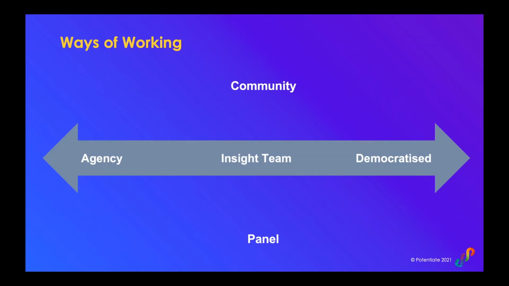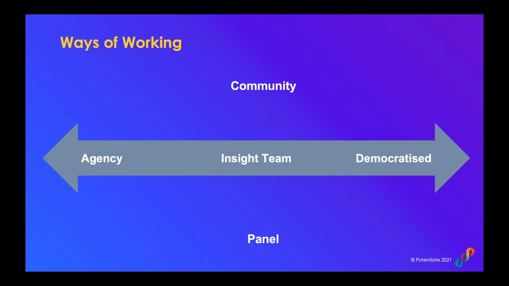You need to identify your way of working, the way that you want to work. For some organizations, that is, we want the agency to do everything. The next option along is that we want the insight team to do most things. We'll probably ask agencies to help us with some things. And the next stop on that continuum is democratize, where a wide range of people can look for insights themselves. They can create surveys, they can create focus groups, they can pull reports and analyze the information.